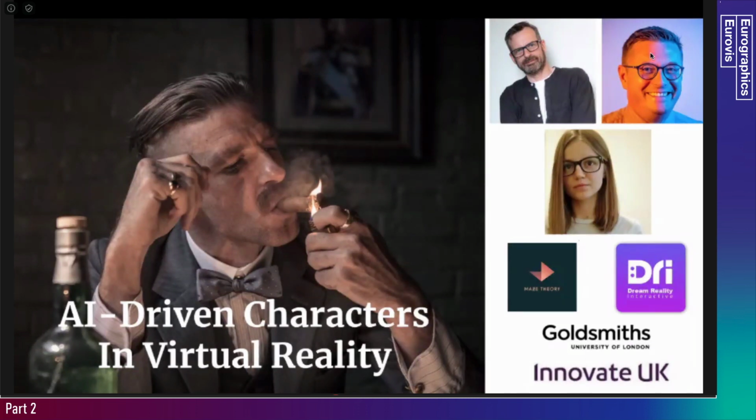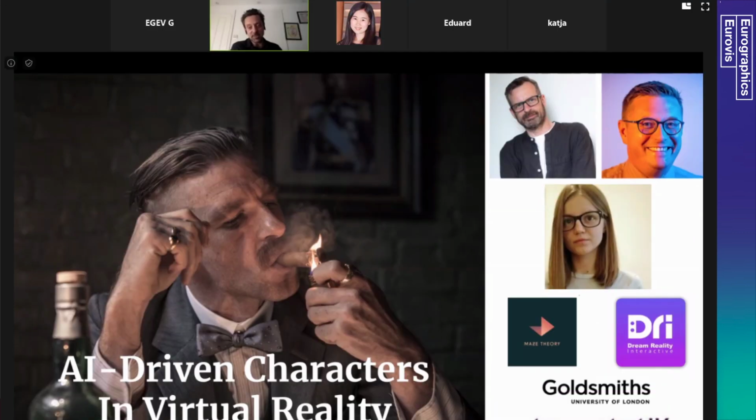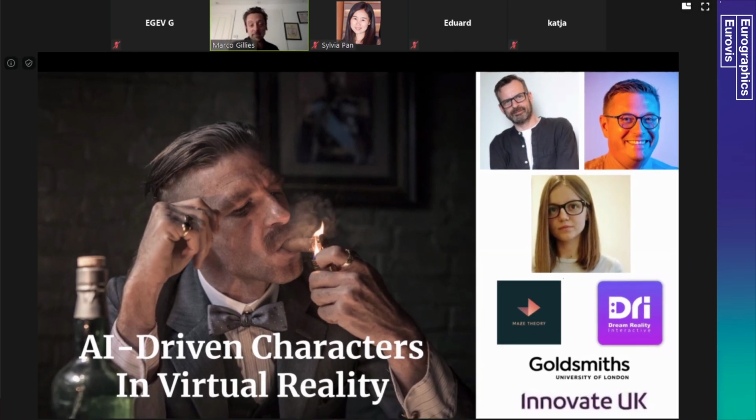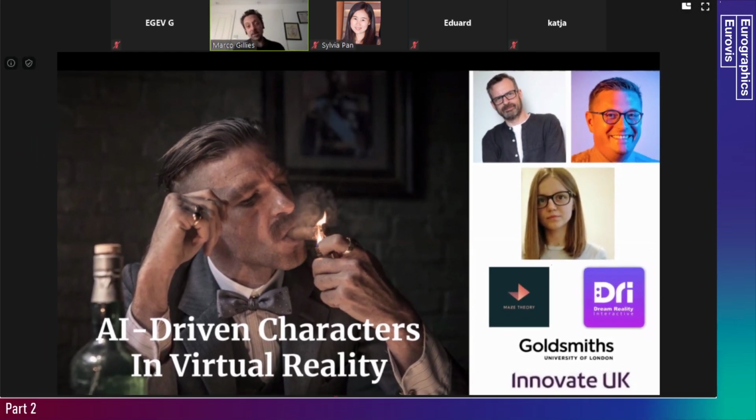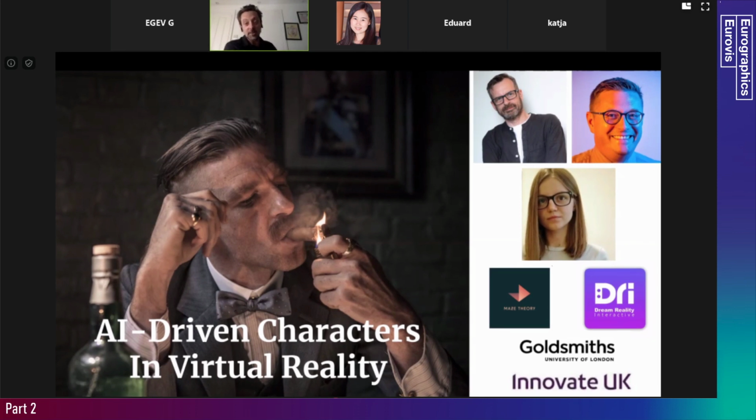This was a collaborative project funded by Innovate UK, which is a funding body in the UK that funds commercial research. So it was a collaborative commercial research project with two games companies: Maze Theory, with the lead there being Russell Harding, who you can see in the black shirt, and Dream Reality Interactive, led by Jade Ranyard, whose skin isn't really that colour in real life.